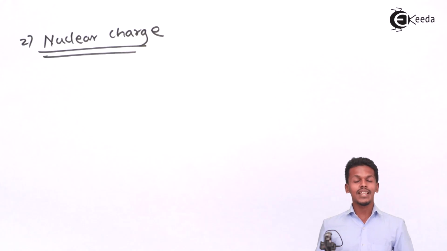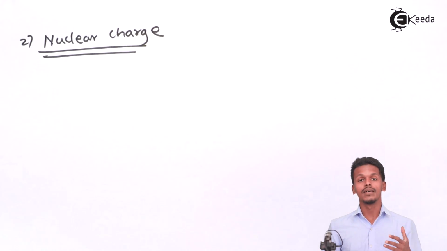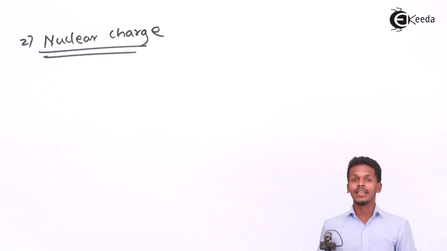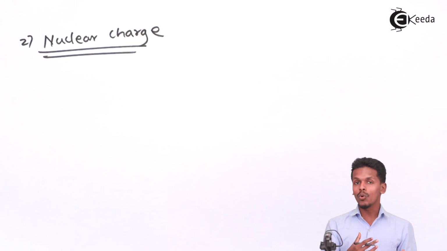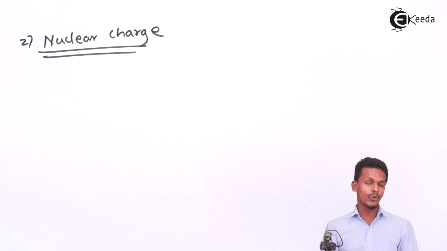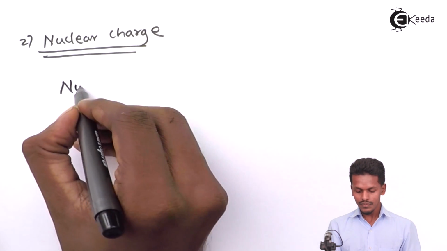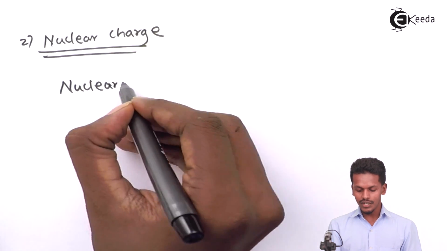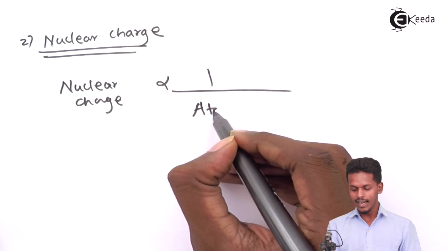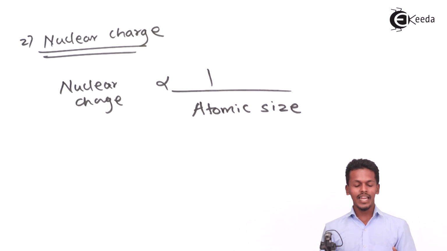But the nuclear charge has a few conditions. As you know, nuclear charge depends on the attraction of the nucleus with the outermost electron. So the attraction will be more when the atomic size is less. That is what I am going to talk about. When it comes to nuclear charge, it is actually inversely proportional to atomic size. How? Again, I will give you an example.